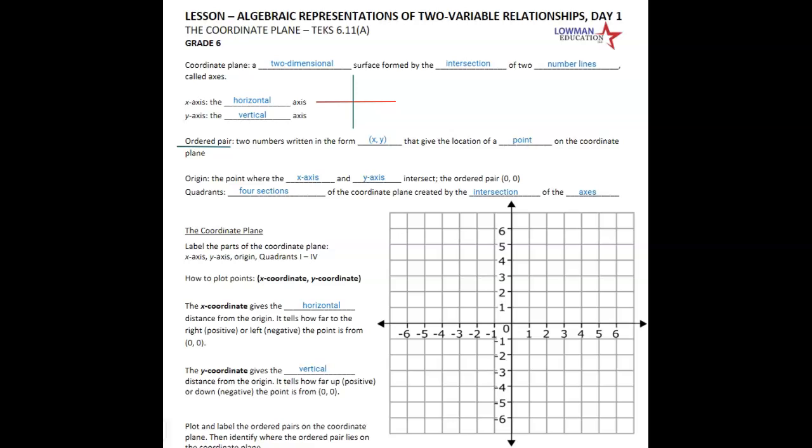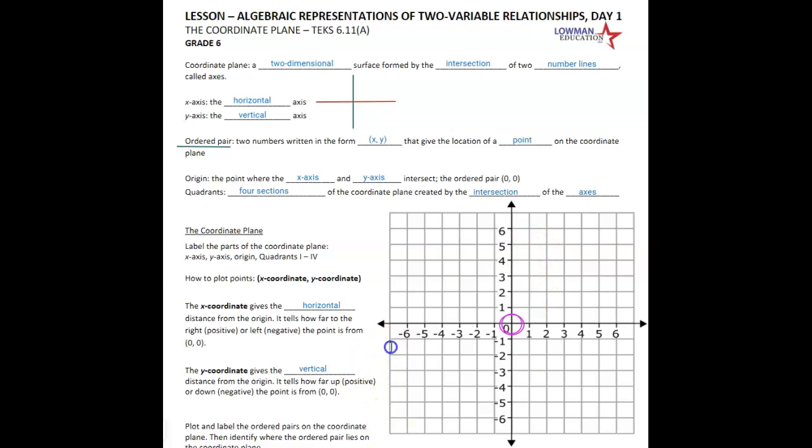Now let's talk about some parts on this coordinate plane. So here's your coordinate plane. The very middle of the coordinate plane is called the origin, and that is located right here in the very middle where your x-axis and your y-axis intersect each other.